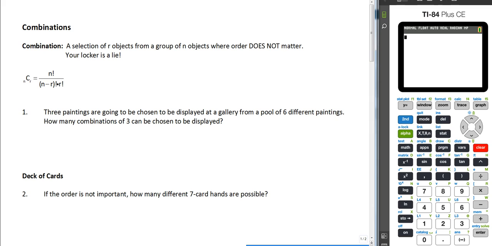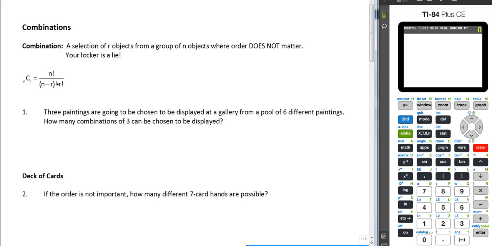So, if you think about that, your locker is a lie. You're lied to about your locker every time you have to enter something in a certain order. Remember, it's called a permutation, not a combination. So, technically, you don't have a locker combination. You have a locker permutation because the order in which you enter those numbers does matter. So yeah, you should start telling people that you forgot your locker permutation instead of combination. They'll look at you like you're nuts.